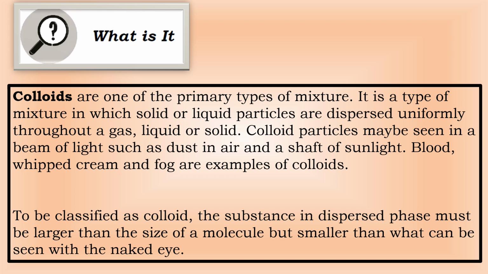So, makikita natin itong colloid particles na ito sa beam of light, such as dust in the air. So, pag ang dust sa air na nalagyan ng light, makikita natin siya. At ang mga sunlight, shaft of sunlight. To be classified as colloid, the substance in this first phase must be larger than the size of a molecule, but smaller than what can be seen with the naked eye. So, hindi natin masyado nakikita ang mga colloids kasi mas maliit ang atoms niya sa makikita pa sa naked eye natin.